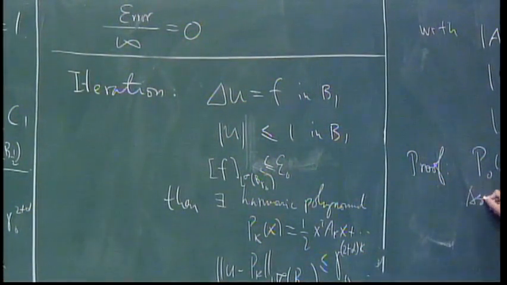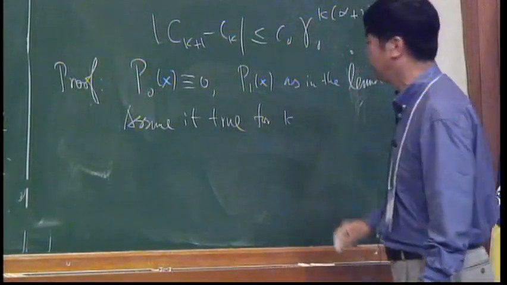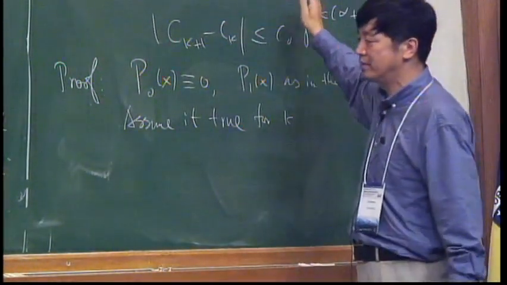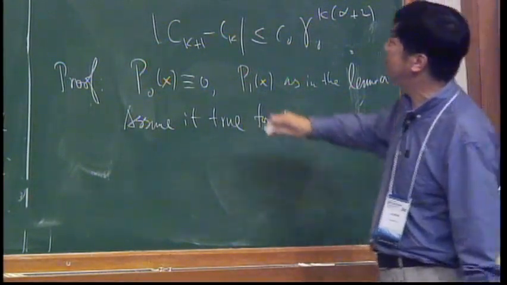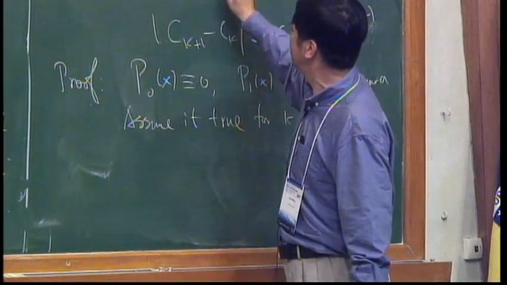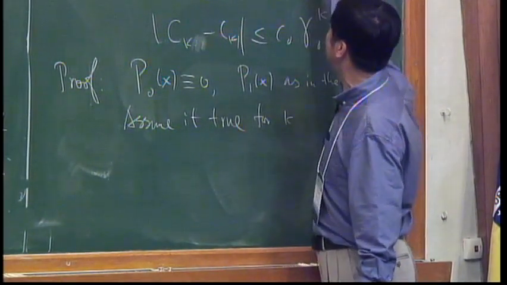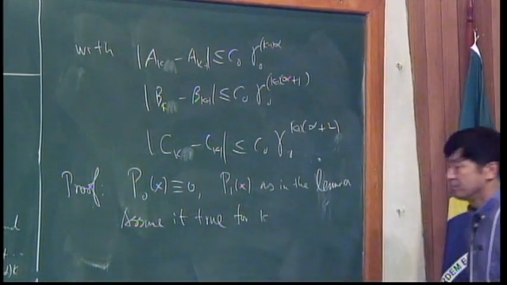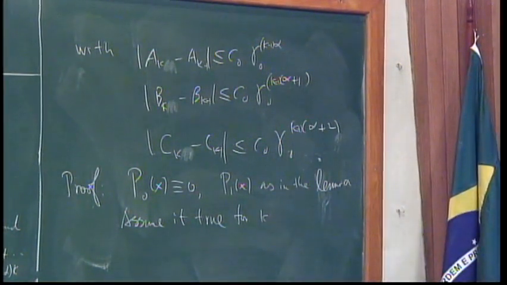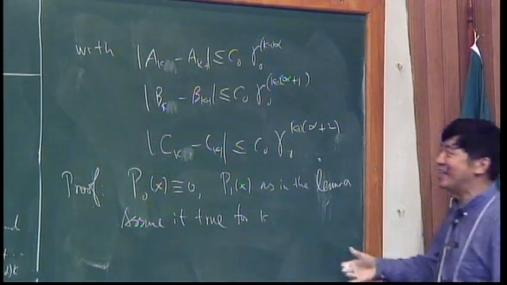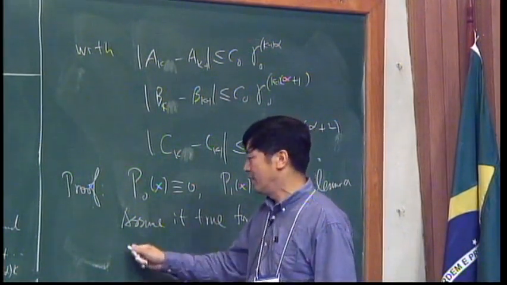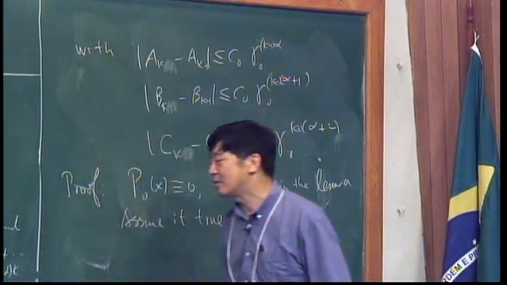Then assume it's true for k. Namely, I have this kind of estimate with all that. I better switch the index, k minus 1, because otherwise, right? Otherwise, it's like for all k, they are fine, but inductively, I better write that way. Suppose it's true for k, then namely you have this inequality.